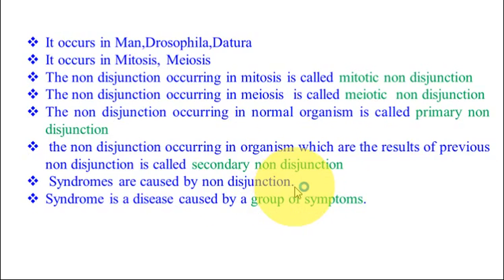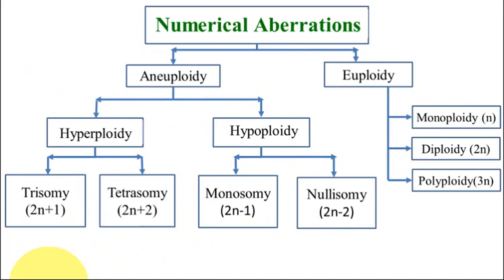Syndromes are caused by non-disjunction. A syndrome is a disease characterized by a group of symptoms. The numerical aberrations: aneuploidy and euploidy. Aneuploids are again of two types, hyperploidy and hypoploidy. Hyperploids are of two types: trisomy 2n plus 1, tetrasomy 2n plus 2. Hypoploidy is of two types: monosomy 2n minus 1, nullisomy 2n minus 2. Euploids are monoploidy n, diploidy 2n, polyploidy 3n or more than 3n.